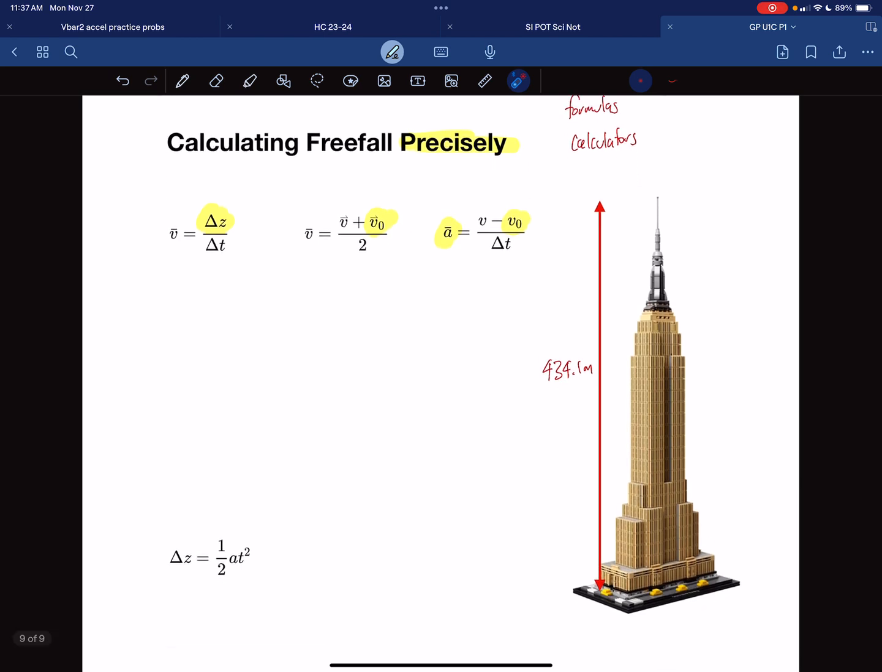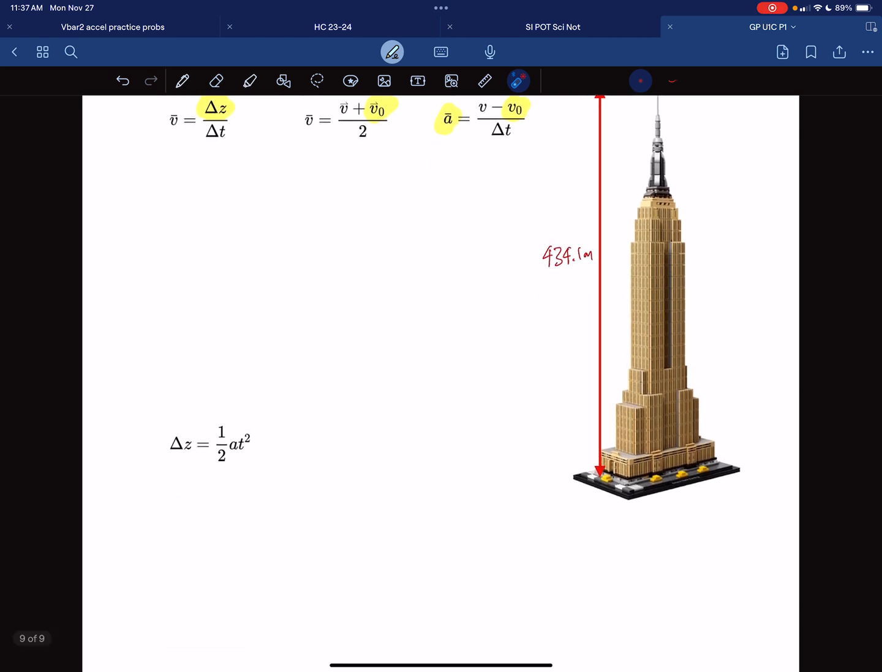We need a new formula. And that formula is right here. In the previous video, we saw that the position over time is given by a parabola. And this is actually the equation. The change in vertical position is equal to 1/2 the acceleration multiplied by the time squared. And as a refresher, that graph we saw for position in time looked like this.